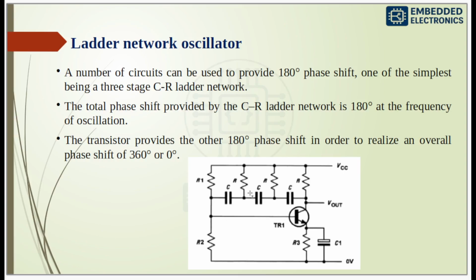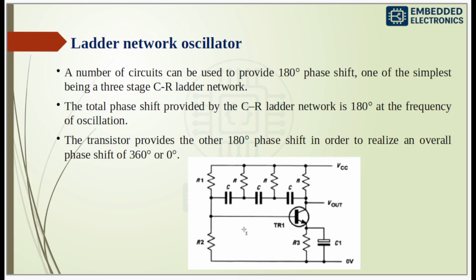Ladder network. So TR1, here you can see TR1, operates as a conventional common emitter amplifier stage with R1 and R2 providing base bias potential, and R3 and C1 providing the emitter stabilization. A number of circuits can be used to provide 180-degree phase shift, one of the simplest being a 3-stage CR ladder network.